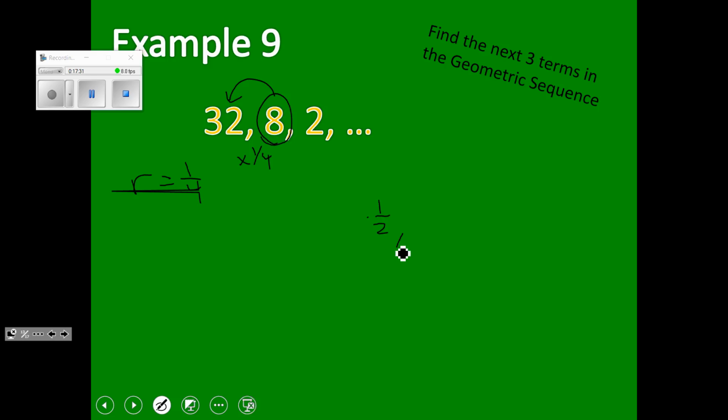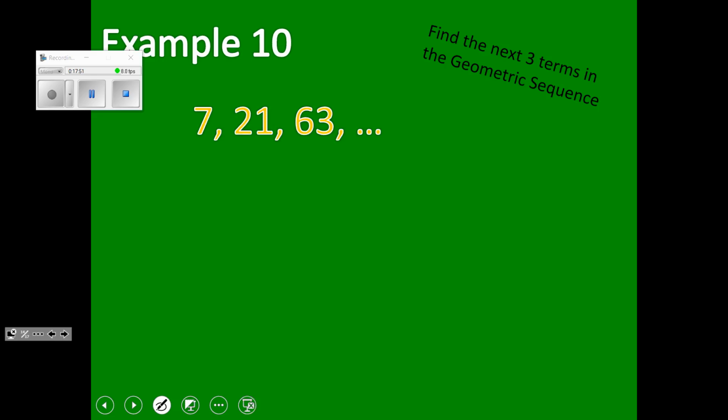1/2, 1/8, 1/32, dot, dot, dot. How many were able to get that? Good. Any questions? Any question about being a fraction? Okay.